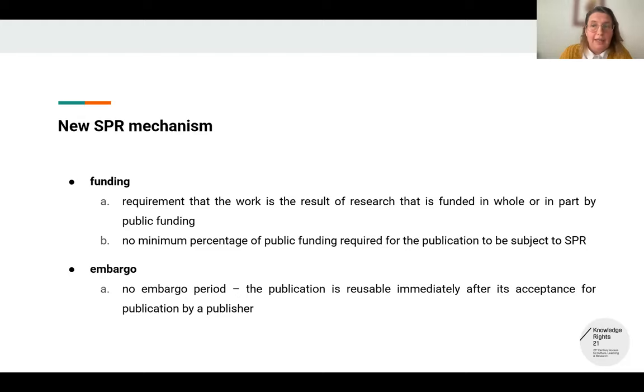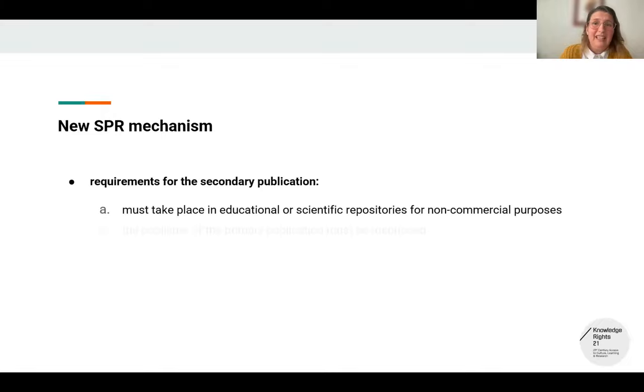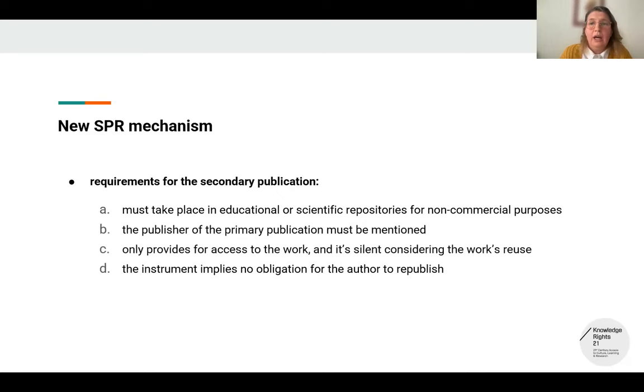The publication must take place in educational and scientific repositories for non-commercial purposes, and the publisher of the primary publication must be mentioned. The Bulgarian solution does not specify any more conditions of further reuse of the work. This means it only provides for access to the work, and it's silent considering the work's reuse.